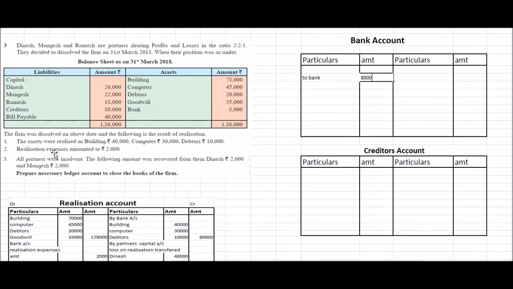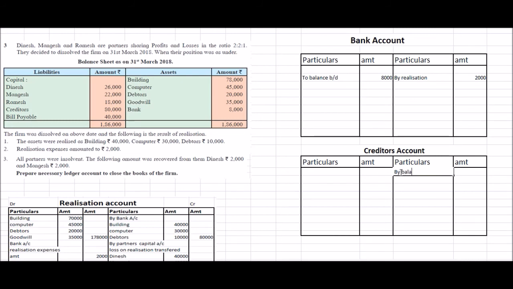And the next is the realization expenses amount, 2,000 rupees, by balance brought down, by realization account. Realization amount by realization account is 2,000 rupees. After the bank account entries 2,000 and 8,000, and a creditor's account which is given in the balance sheet, creditor's amount is 80,000 rupees. By balance brought down 80,000 rupees.